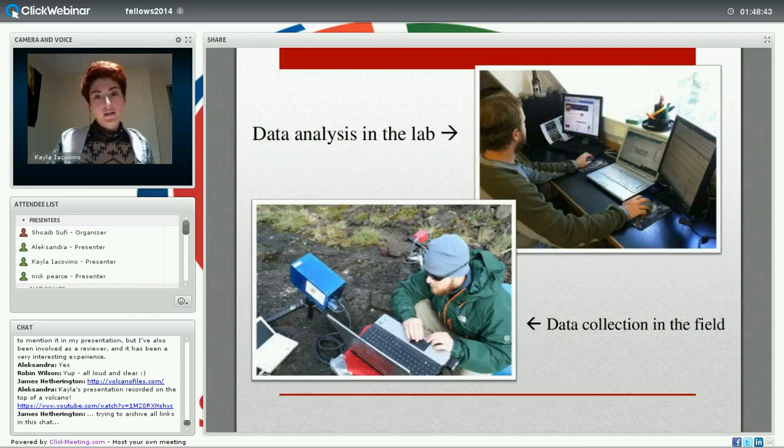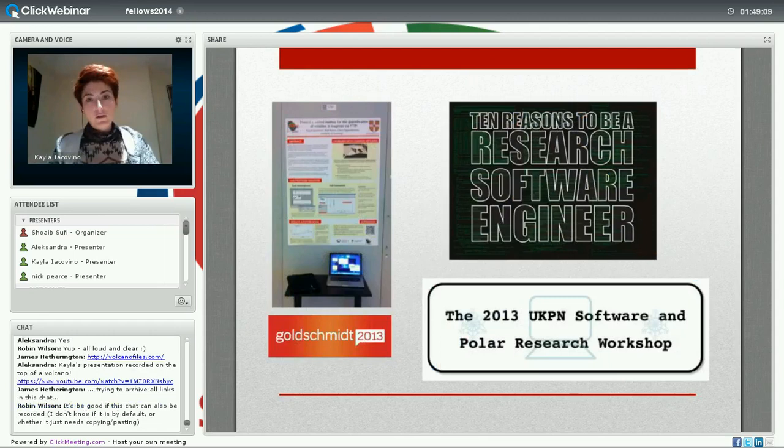And this is a whole other way that we work with software. So it's a completely different domain, which is what more people are used to doing. But again, we have these huge data sets we've collected in the field, and we analyze them in various different ways. And one way the SSI has helped us in this angle is by supporting my recent trip to the Goldschmidt Geochemistry Conference in 2013.